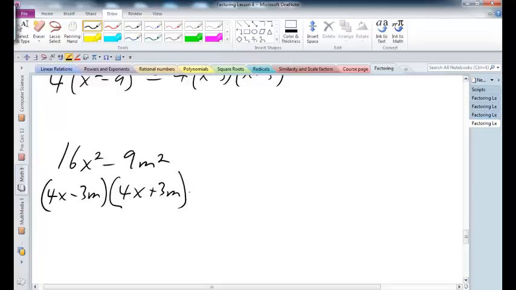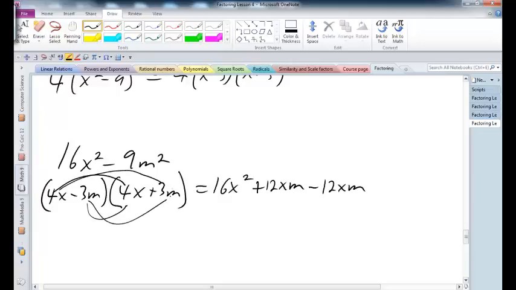Again, we can check by distributing it out. Let's. We get 16x squared plus 12xm minus 12xm minus 9m squared. Collect like terms, and we're left with 16x squared minus 9m squared.